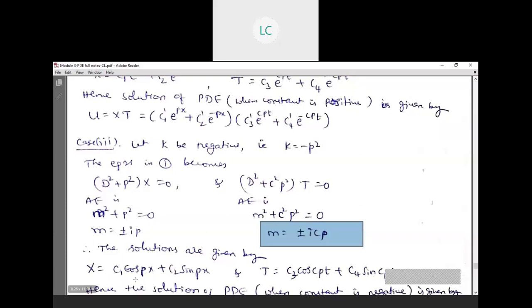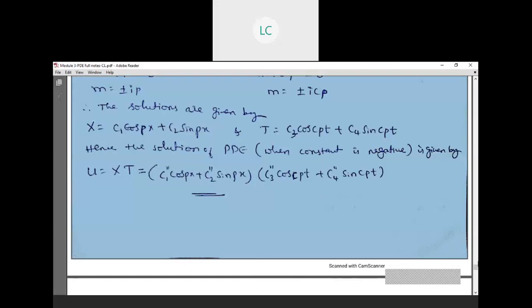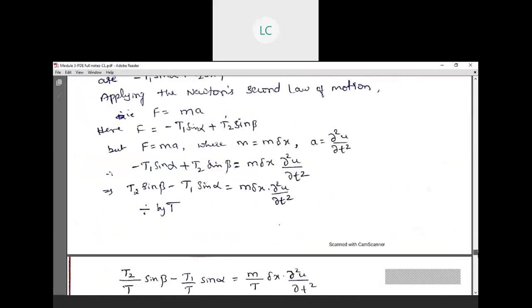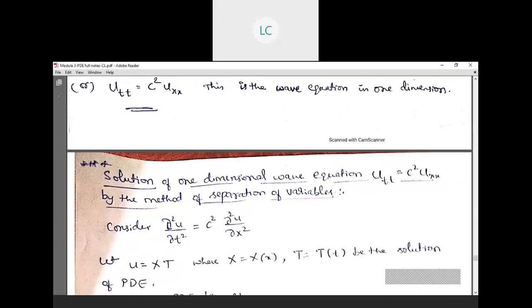Complex roots for both. Therefore X is c1 cos px plus c2 sin px, and T is c3 cos cpt plus c4 sin cpt. So finally you can write u is equal to X into T. Here I consider c1, c2, c3, c4 as c1 double dash, c2 double dash, c3 double dash, c4 double dash. You just multiply and write it. This is the way of finding the solution of the wave equation, the solution of the one-dimensional wave equation by the method of separation of variables.